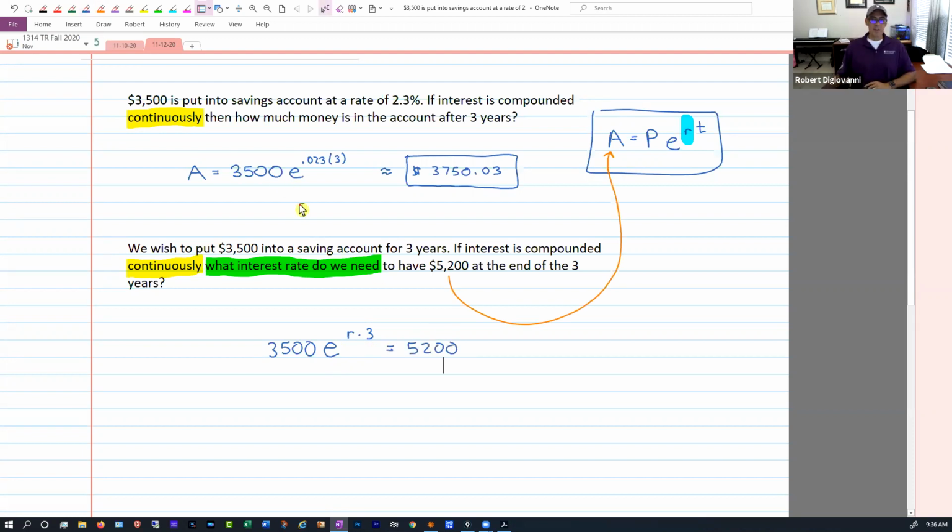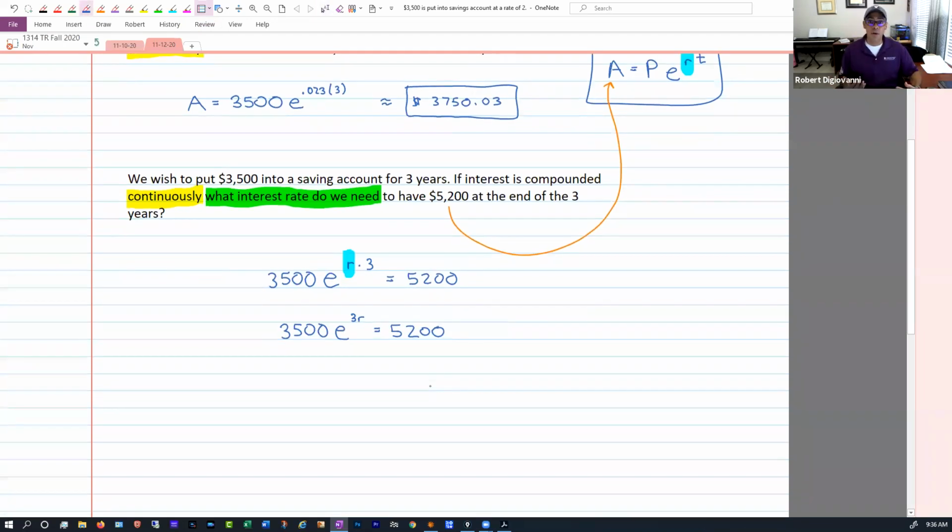Do y'all see the difference between these two? In the first problem, we were trying to figure out how much would be there at the end, and we were given all the other information. Here, we know how much we want at the end. We know how much we started with. We know how long we're leaving it there, but we do not know what the interest rate is. So I'm going to write this one more time. We have 3,500 e, and now r times 3 is just 3r. I'm just going to write it as 3r equals 5,200. And the question becomes, how do we solve this equation?